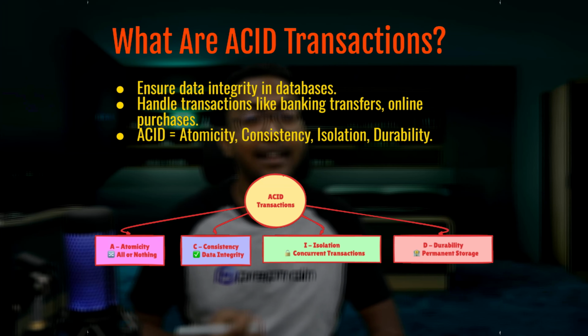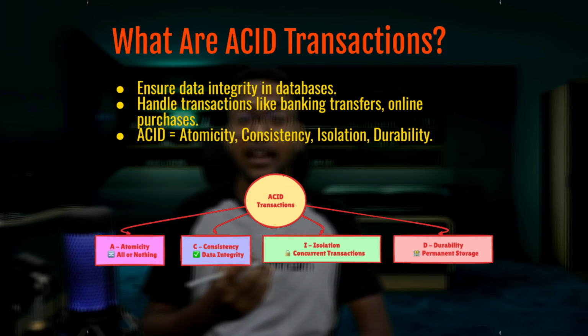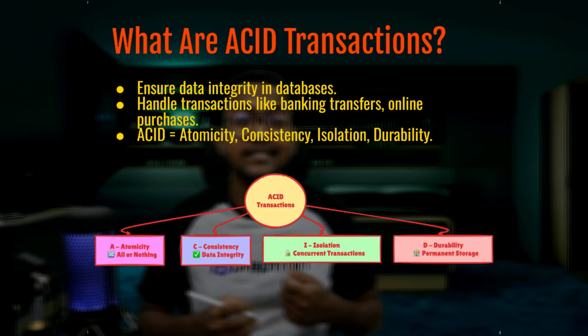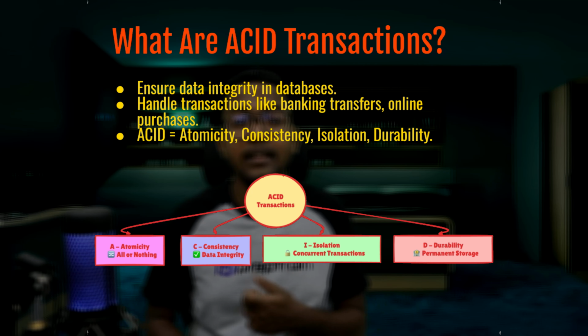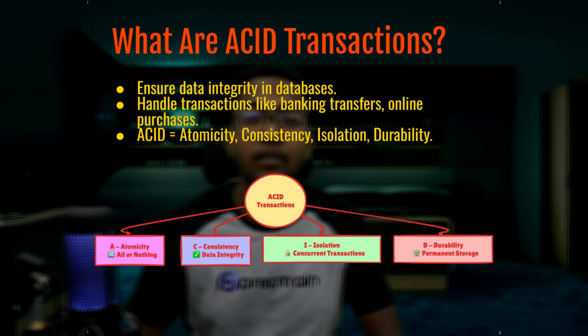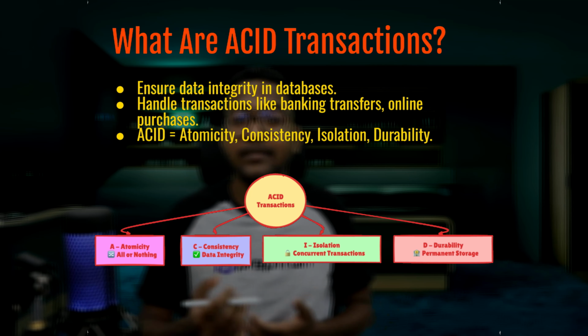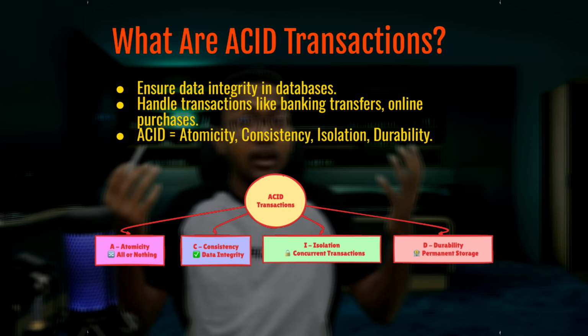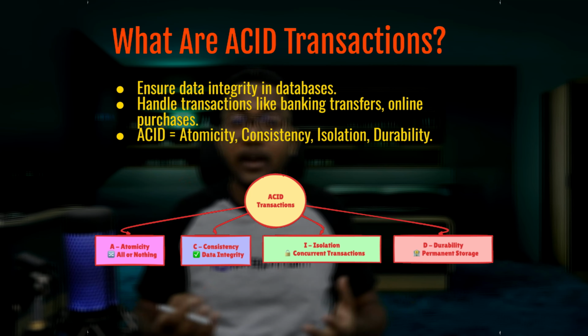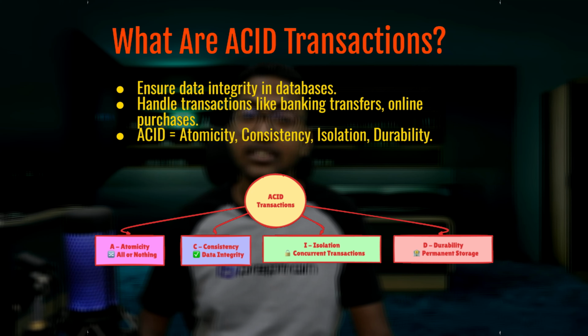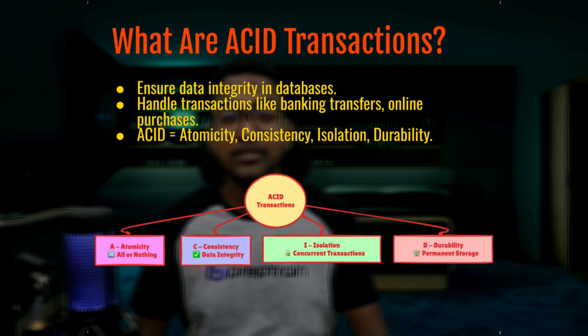What exactly are ACID transactions? Well, ACID is an acronym that stands for atomicity, consistency, isolation, and durability. These four principles are essential for ensuring the integrity of your data when working with databases. Whether you are transferring money, making online purchases, or updating your profile on a social media platform, ACID transactions are what keep everything running smoothly behind the scenes.